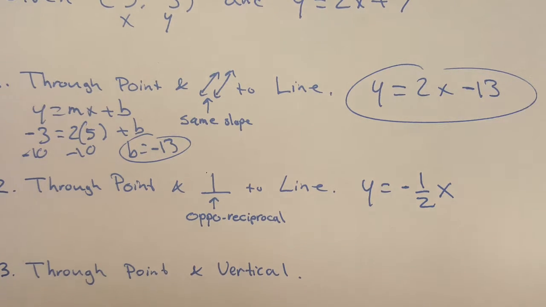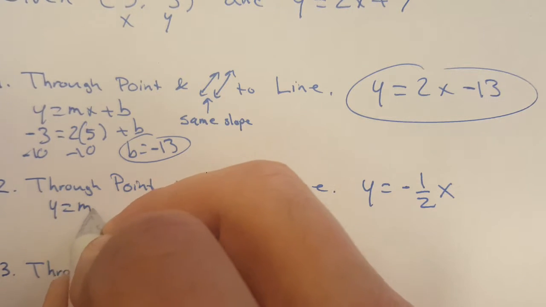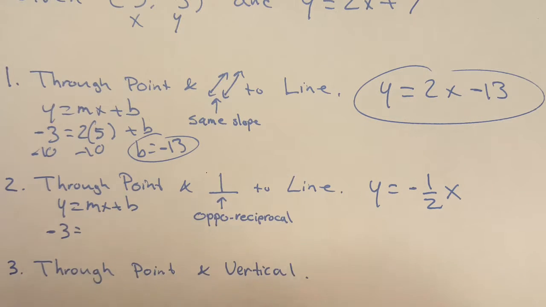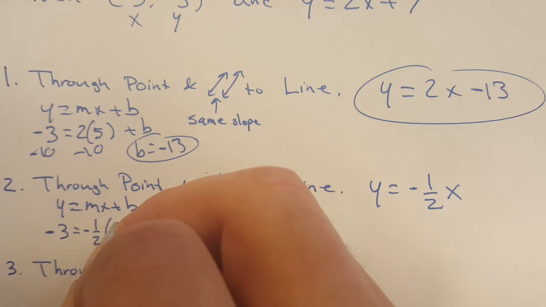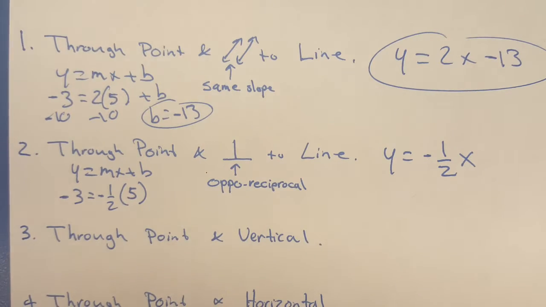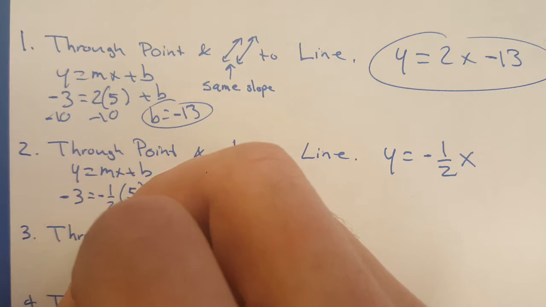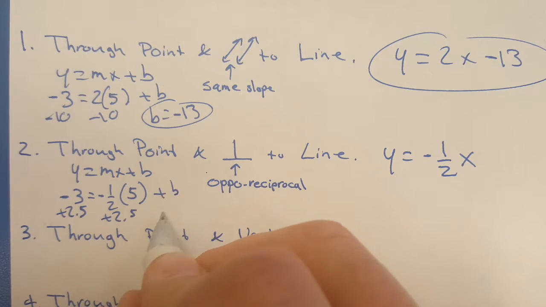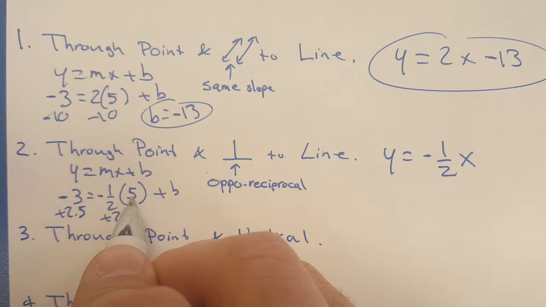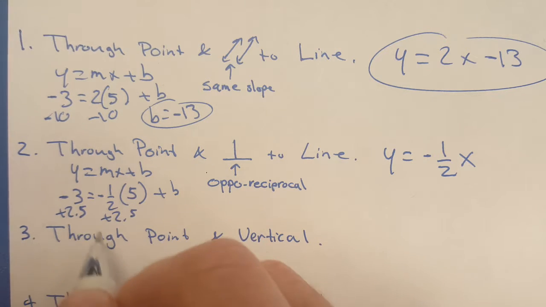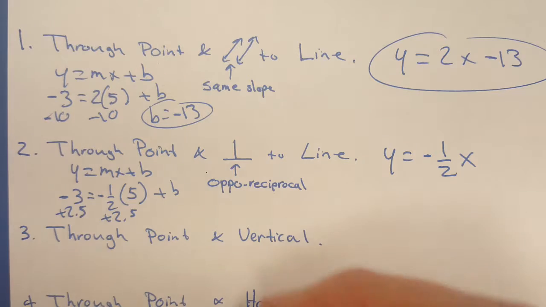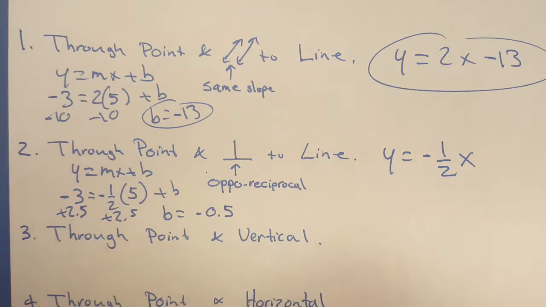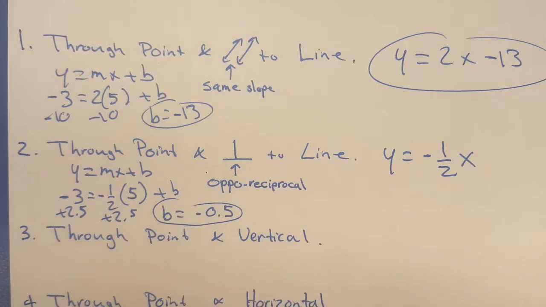So I'm going to plug in the x and y values into y equals mx plus b. Same process. My y value is still -3. My slope is now -1/2, and I plug in a 5. -1/2 times 5 is -2.5, so I'm going to add 2.5 to both sides. I'm just solving here, friends. To get rid of the -2.5, I add 2.5. So -3 plus 2.5 is -1/2, or -0.5 as a decimal. There's my y-intercept. My y-intercept needs to be -1/2.